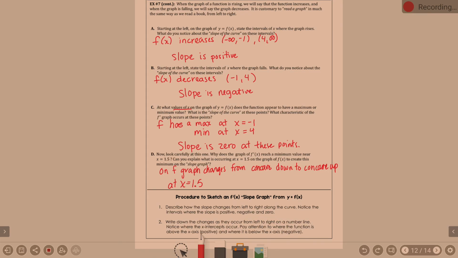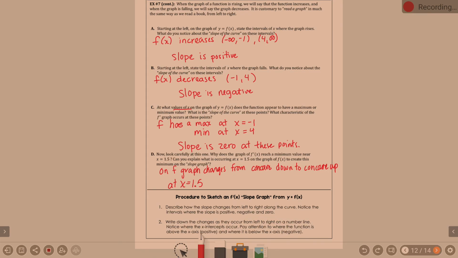Now, the next page is the important page. So if we don't get to that back page, I'm not sure I'm going to care as much. But now, what we're getting ready to do is practice sketching our own graphs here. Okay? Some thoughts here. Describe how the slope changes from left to right along the curve. Notice intervals where the slope is positive, negative, 0. Like, these are things we have to notice to draw our slope curve. Write down the changes from left to right on a number line. Notice where the x-intercepts occur. Pay attention where the function is above, positive, or below, negative.